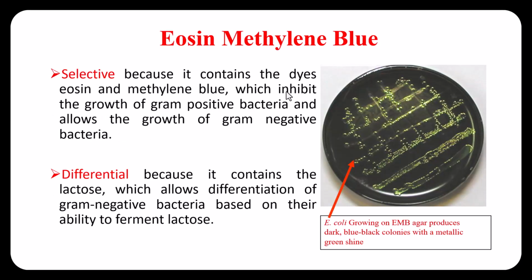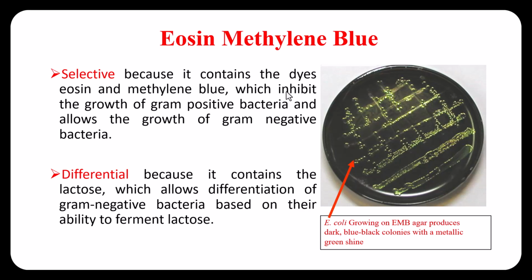Now, the Eosin methylene blue agar is selective and differential for Enterobacteriaceae gram-negative bacteria. It's selective for gram-negative bacteria because it contains the dyes eosin and methylene blue, and these dyes inhibit growth of the gram-positive bacteria, allowing growth of the gram-negative bacteria. Why is it differential? Because it contains lactose, which can differentiate the lactose fermenter from the non-lactose fermenter bacteria. And this media is important for identifying Escherichia coli.